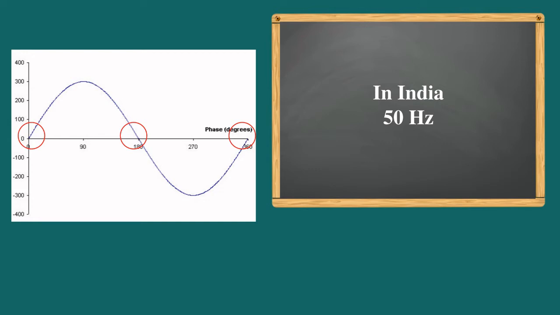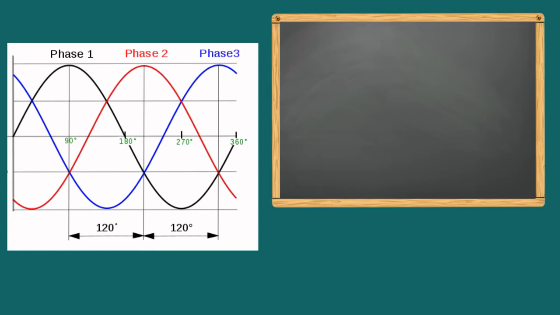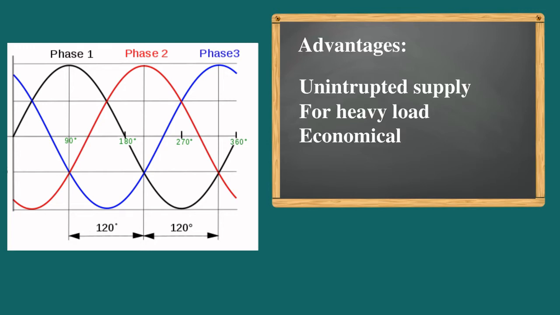So to get uninterrupted supply, we need a continuous supply. From 3 phase supply, we can get continuous supply, as you can see in the diagram. So uninterrupted supply is one of its advantages. Second one is for heavy load. Three phase supply can be operated on heavier loads as compared to the single phase supply. And third advantage is it is more economical as compared to the single phase supply, because its power to weight ratio is high.